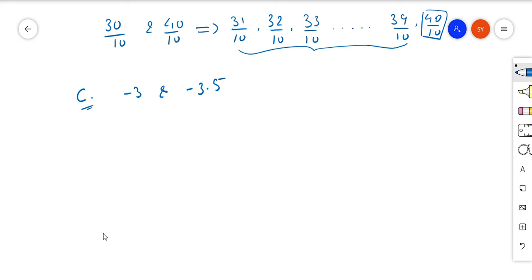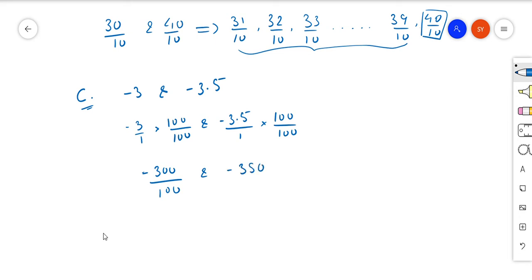Okay, so we'll multiply this again. We'll multiply -3 by 1 into 100 upon 100 and -3.5 upon 1 into 100 upon 100. Now this will give us -300 upon 100 and -350 upon 100. Okay, so this decimal will jump 2 places.